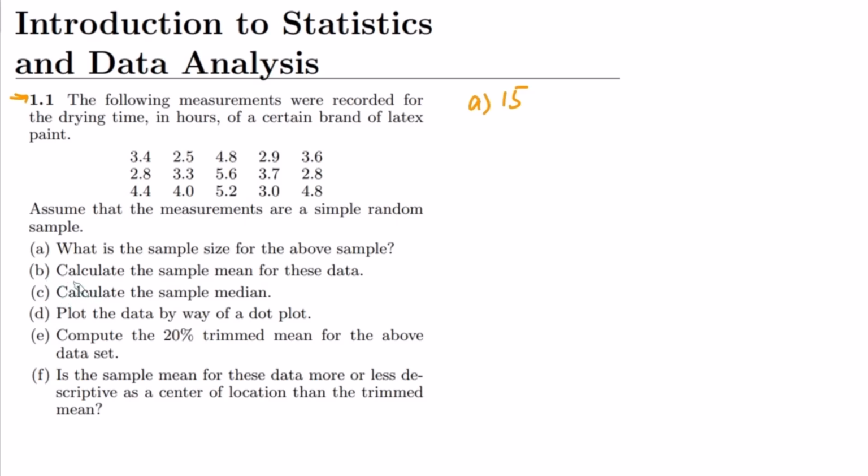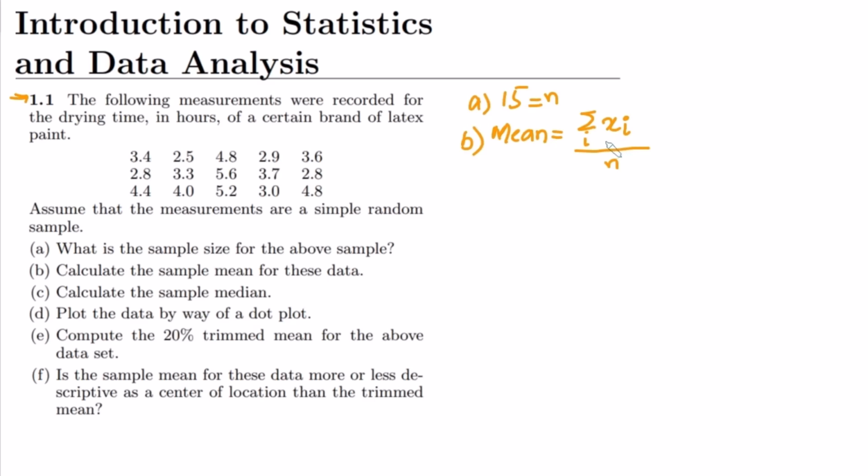Similarly, in part B, we have to calculate the sample mean for these data. Previously I have shown you what is meant by a sample mean. If you want to find a mean, we have the data points xi, we sum them all and then divide by the number of items. Here we have n equal to 15.